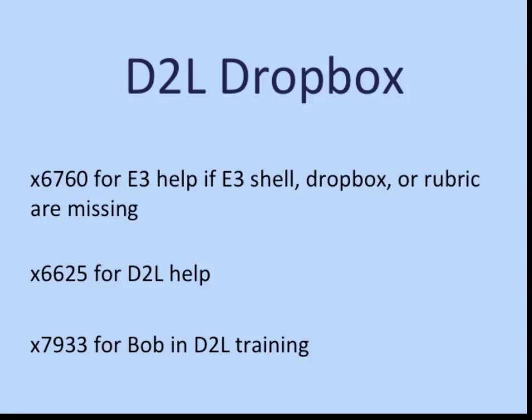So if you're missing the stuff that should be in there, if you needed the E3 office to create your shell, or everyone pretty much needs the E3 office to put their Dropbox and their rubric in there. If any of those things are missing, 6760 is the number to call for the E3 office.